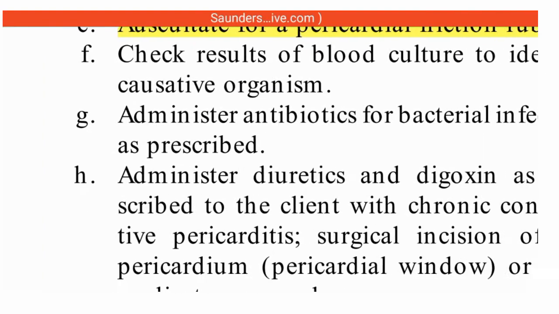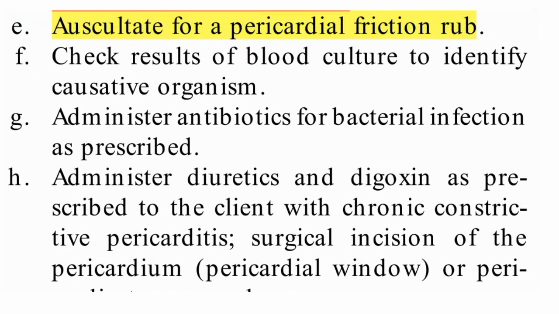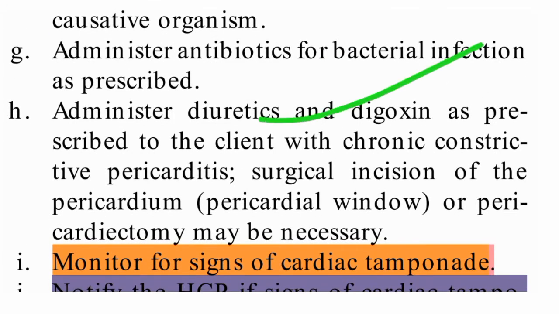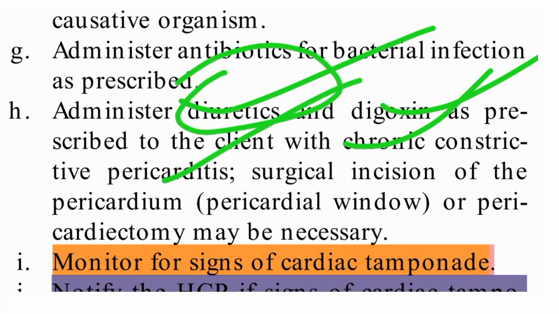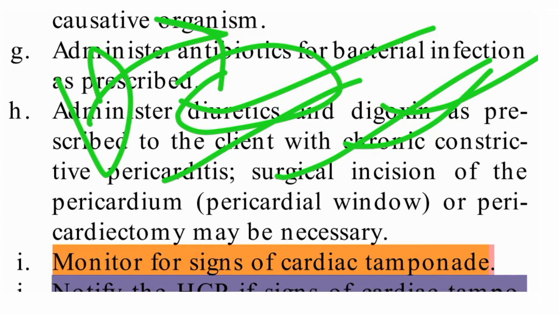Administer antibiotics for bacterial infection. If any bacterial infection is there, we can administer the antibiotics. And administer diuretics and digoxin as prescribed to the client with chronic constrictive pericarditis. So why can we give diuretics? Because fluid collection is there, so we need to increase the diuresis. So diuretics we can give in chronic constrictive pericarditis, and digoxin also we can give.